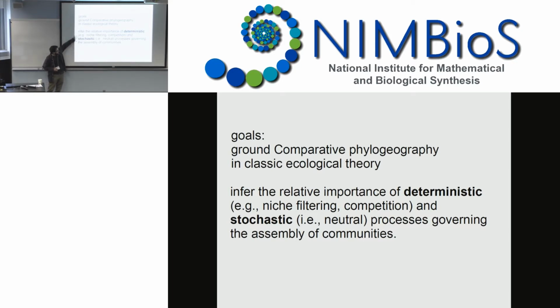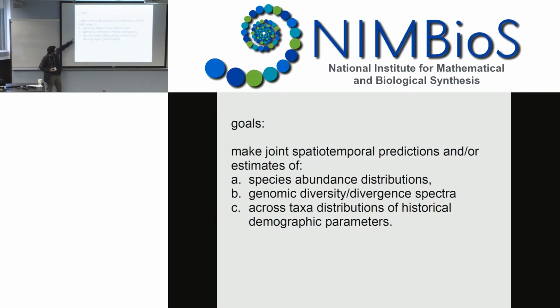This could allow us to account for the relative importance of deterministic and stochastic processes governing assembly. And also, a way to jointly produce species abundance distributions, genomic diversity and divergence spectra, so distributions of genetic diversity and divergence, but also across taxa distributions of historical demographic parameters, such as expansion times, contraction times, colonization times, and such. And also maybe to estimate some of these while observing other things.